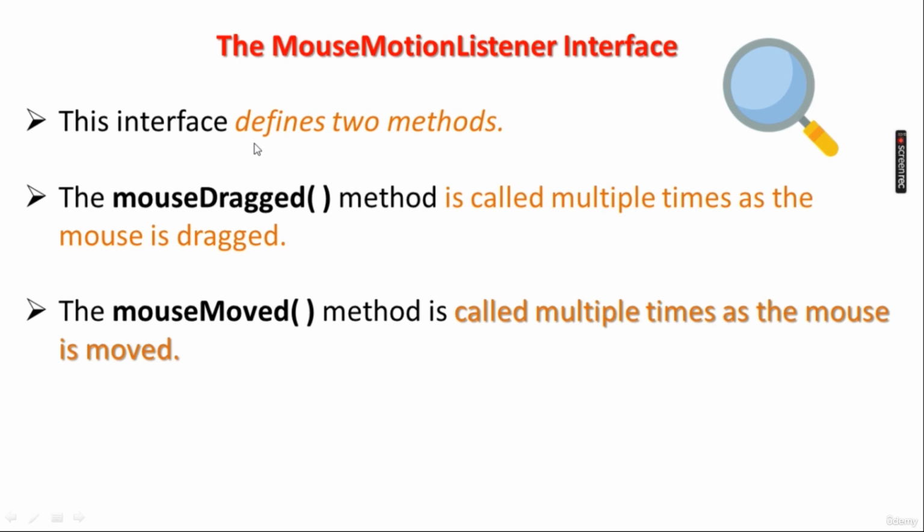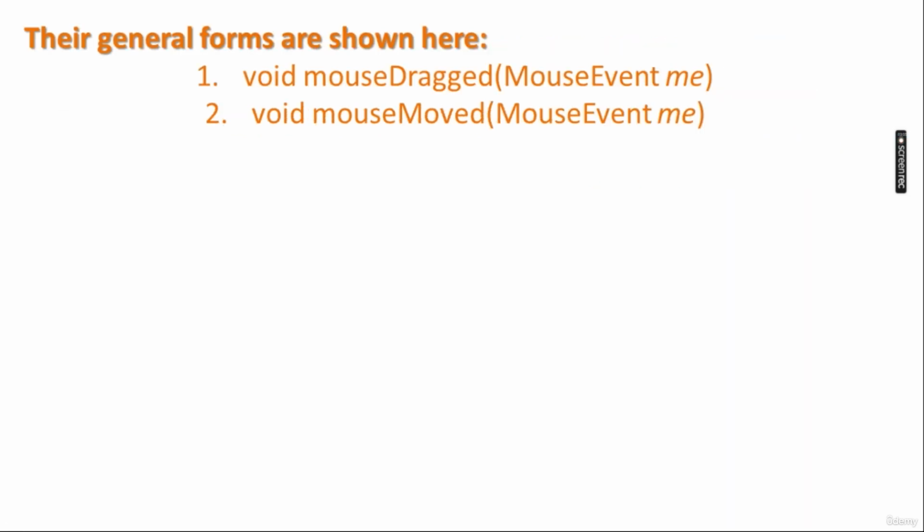And mouseMoved is called multiple times as the mouse is moved. Every time the cursor is moving on the screen, mouseMoved is called. So mouseDragged is also a mouse motion event, but with a left button click of the mouse, while mouseMoved is called every time the cursor is moving. The general forms are void mouseDragged(MouseEvent me) and void mouseMoved(MouseEvent me).